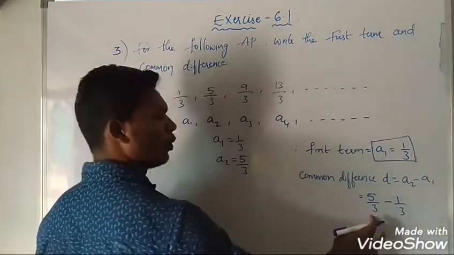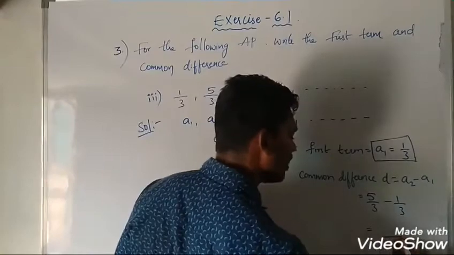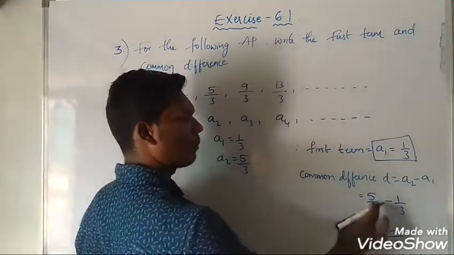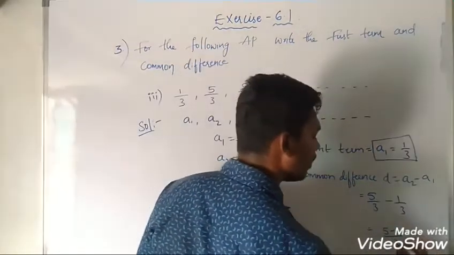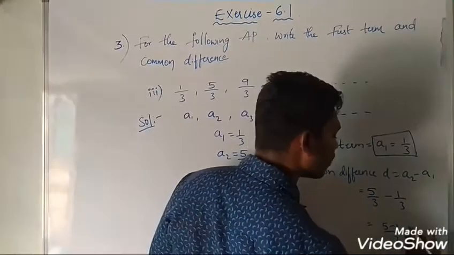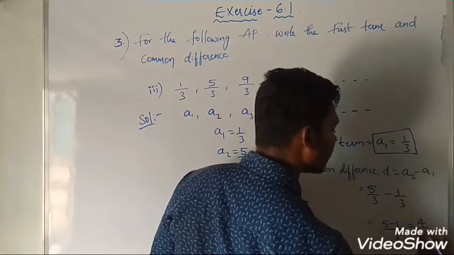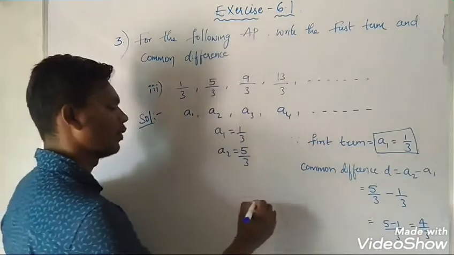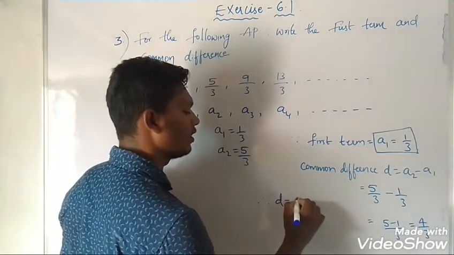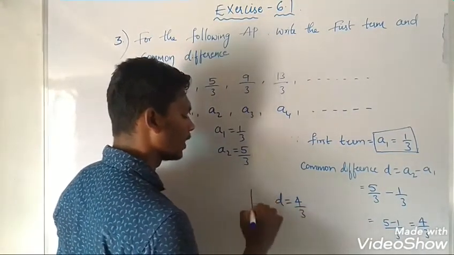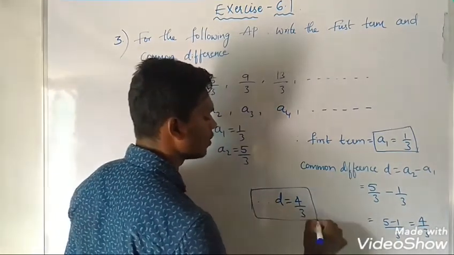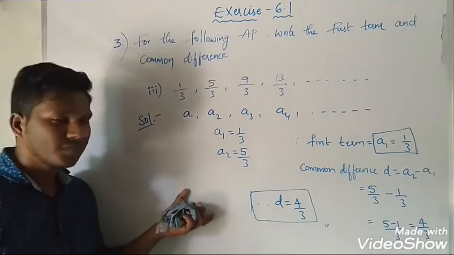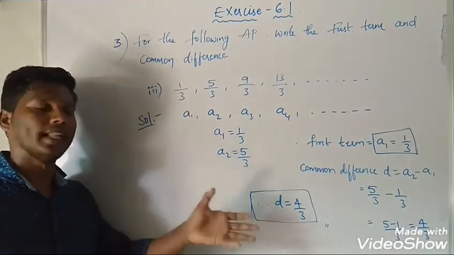Okay friends, here both denominators are 3, so the LCM is 3. When the denominator is the same, simply subtract the numerators. So 5 minus 1 will be 4 by 3. Therefore the common difference D is equal to 4 by 3. In this way you can find the first term and the common difference.